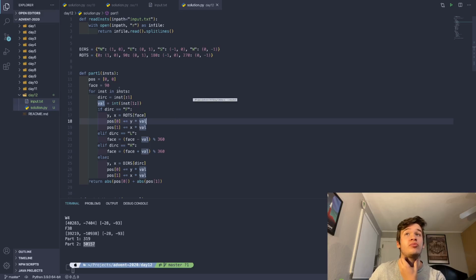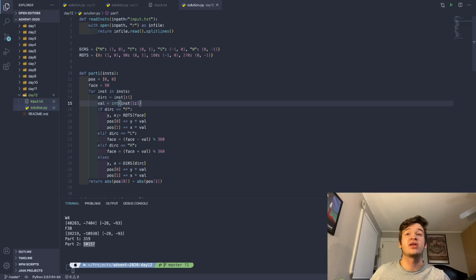So what we do is we loop through our instructions. Our direction is the first character in our instruction, and the value is the int representation of the rest of it. Then if we have a forward as our instruction, we are going to set two things called y and x. I just did this here so that it would look a little bit cleaner. They come from rotations, which is this dictionary up here, indexed by face, so if we're facing 90 degrees, it'll be 0, 1, and we just add into our positions whatever these things are, multiplied by the value of how many times we're supposed to do it.